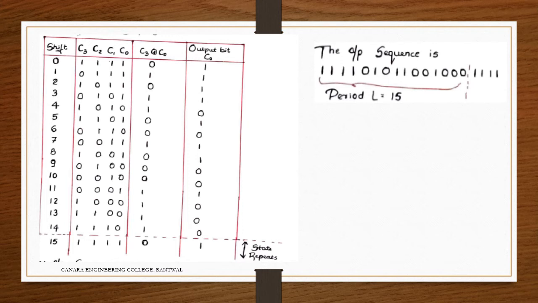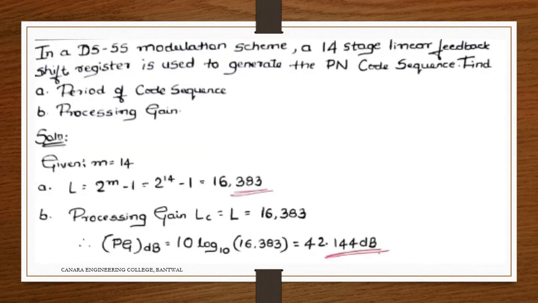Okay. Then next one, in a DSSS modulation, that is a direct sequence spread spectrum modulation scheme, a 14-stage linear feedback shift register is used to generate the PN code sequence. A, find the period of the code sequence. B, the processing gain.